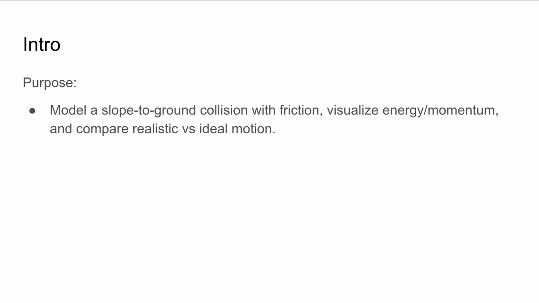The purpose of this project was to investigate how friction on a slope changes the speed and momentum of a cart before a collision. I used GlowScript to simulate the motion, calculate the energy and momentum in real time, and observe how non-conservative forces reduce the energy available at impact.